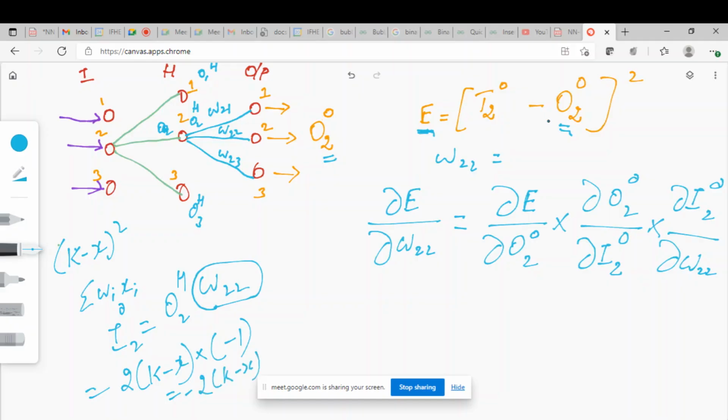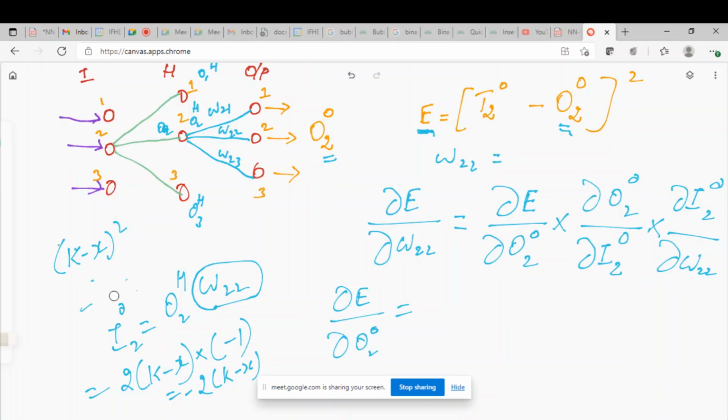Okay, similarly if you take the derivative of this, what will you get? What will be dou E by dou O2 O? What will be the derivative of this? It is same as this. I have already told the answer. Only instead of k and x, you have to use those variables, right?